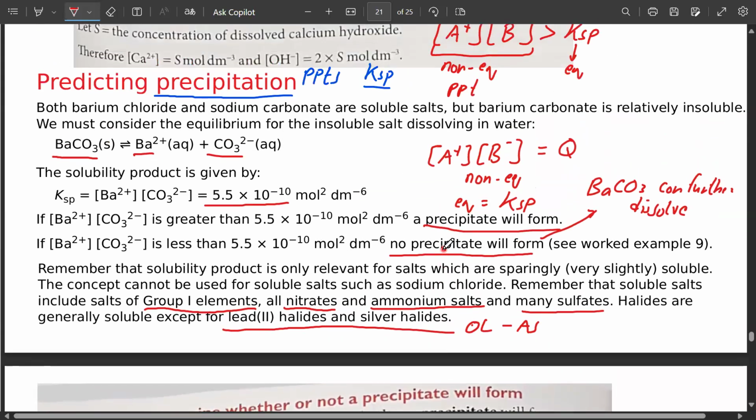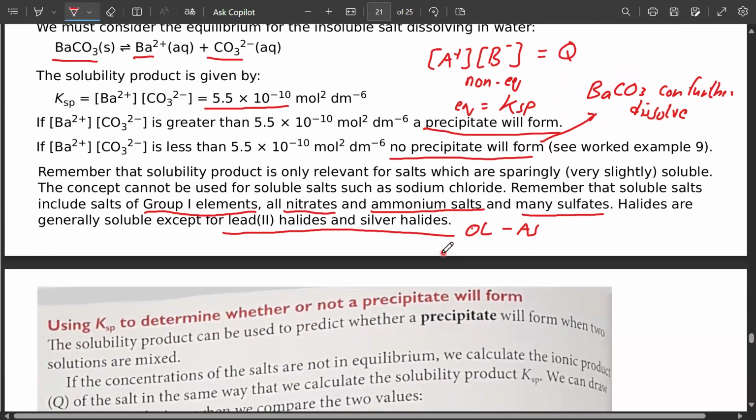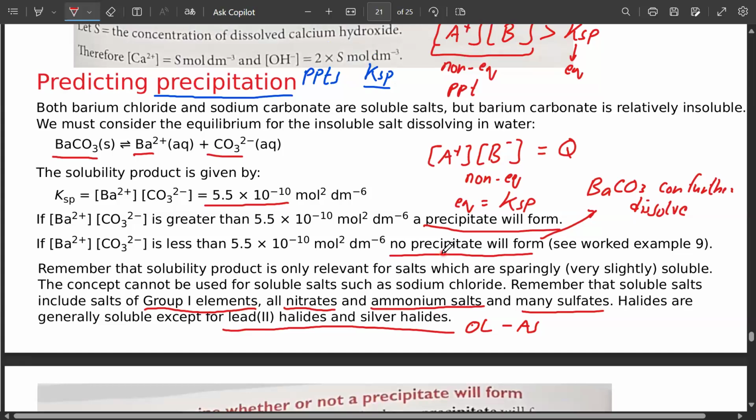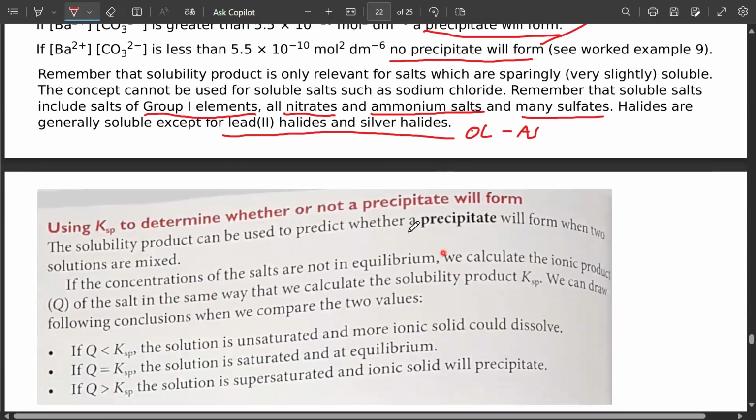But anyways, within the question, you'll be able to identify, or the question will already indicate whether the compound is sparingly soluble or not. But if they ask you to compare with any other compound, then definitely you will be required to use your prior knowledge, the prior knowledge of the AS and that of the O level.